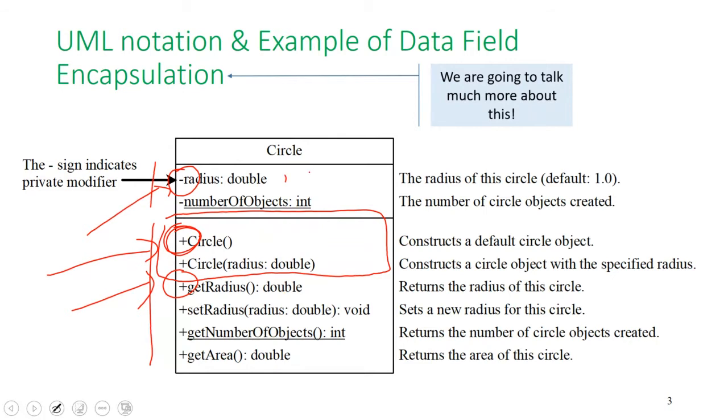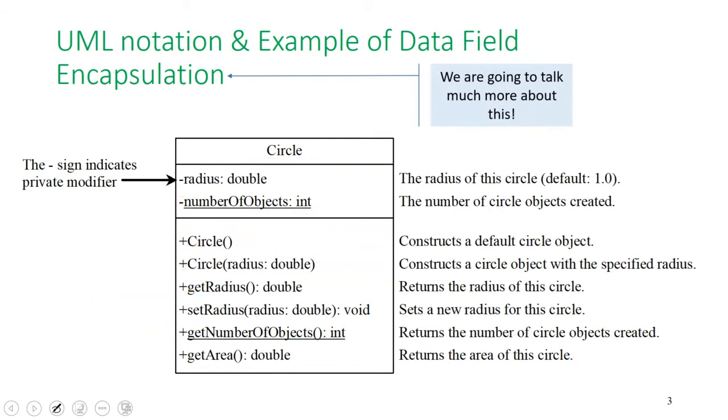It has a radius. The radius is private. It has another attribute that we'll talk about a little later, which is called number of objects. This one is private as well. So the UML diagram is telling me all of my attributes are private. You're going to see that this is something that we're going to do very often in this class.